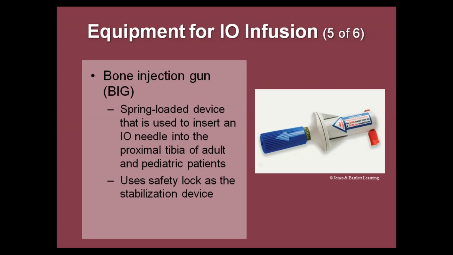The bone injection gun, or the BIG, is awesome. It's a spring-loaded device used in the proximal tibia of adults and pediatric patients. It utilizes a safety lock as a stabilization device. So it's something that potentially we could end up with in the future. It's a lot cheaper than the EZIO. The EZIO is several hundreds of dollars, where these are probably $100, whatever that's worth. And it's manual, whereas the EZIO is battery operated.